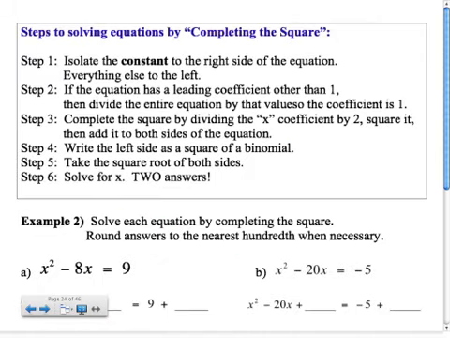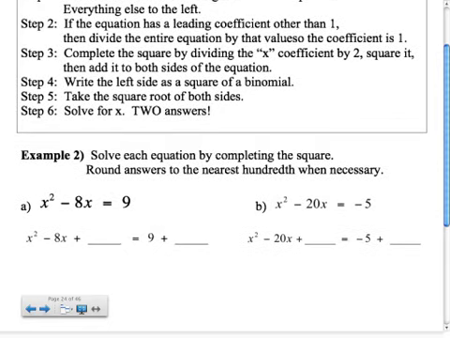So when you want to solve equations by completing the square, very simply, you isolate the constant to the right side, and then everything else is to the left. If the equation has a leading coefficient other than 1, divide the entire equation by that value so that the leading coefficient is 1. So in other words, we need the thing in front of the x squared to be 1. Complete the square by dividing the x coefficient by 2 and squaring it. The left side is then the square of a binomial. Take the square root of both sides, and solve for x.